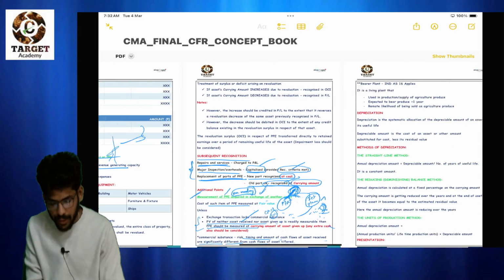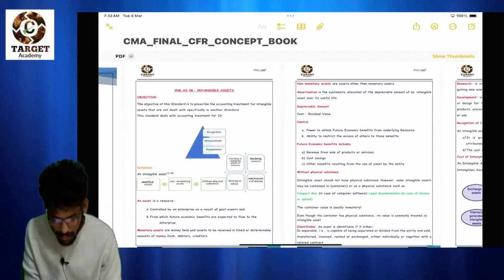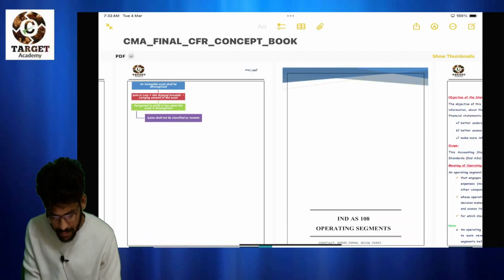So, coming to Ind AS 36, right? Ind AS 36.